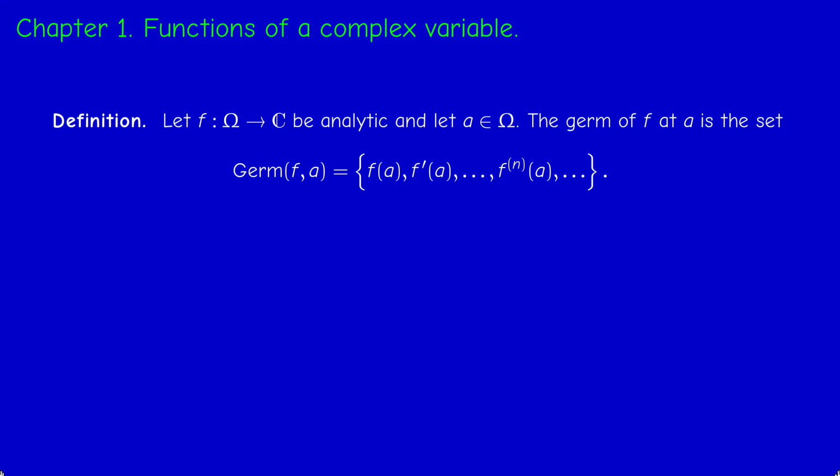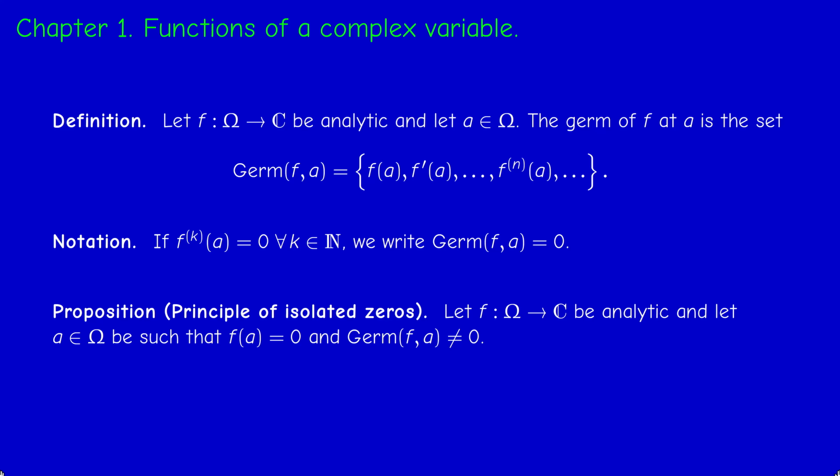Now it's possible that this set is reduced to the point 0, for example. If this happens, which means that if f and all its derivatives vanish at the point A, then the germ is simply the singleton 0. But instead of writing singleton 0, we write just 0. So this is what we call a trivial germ. Okay, so this is the notation.